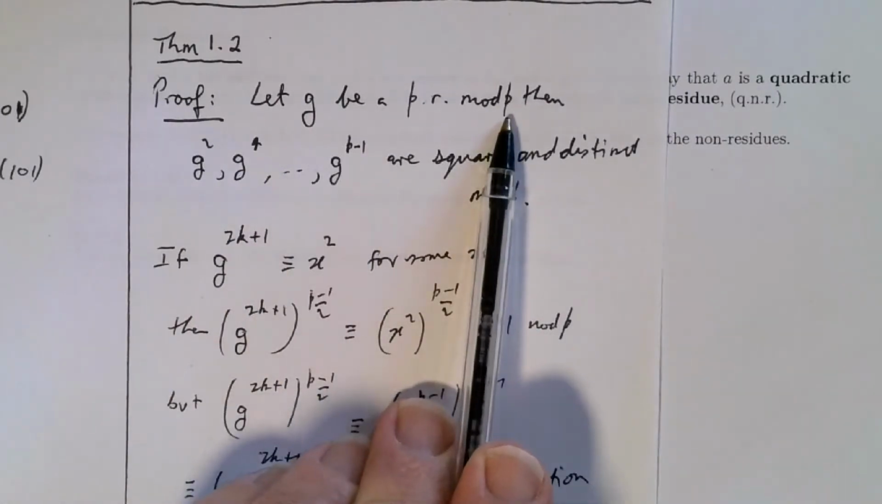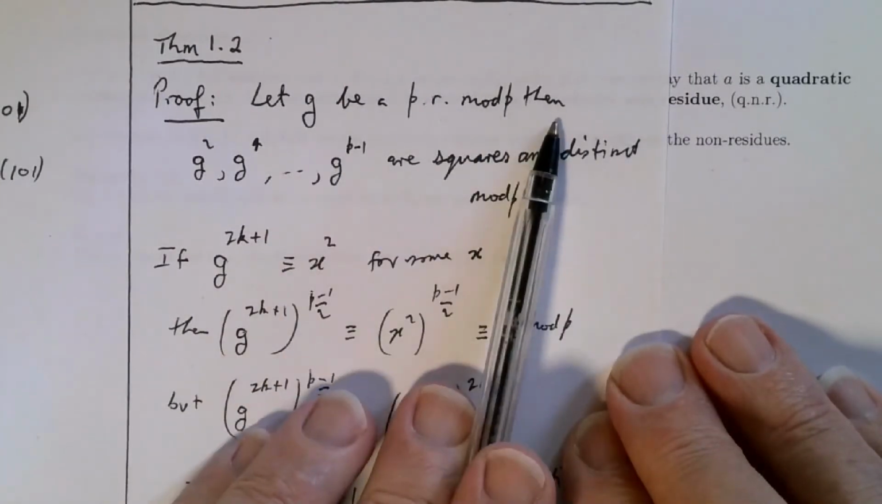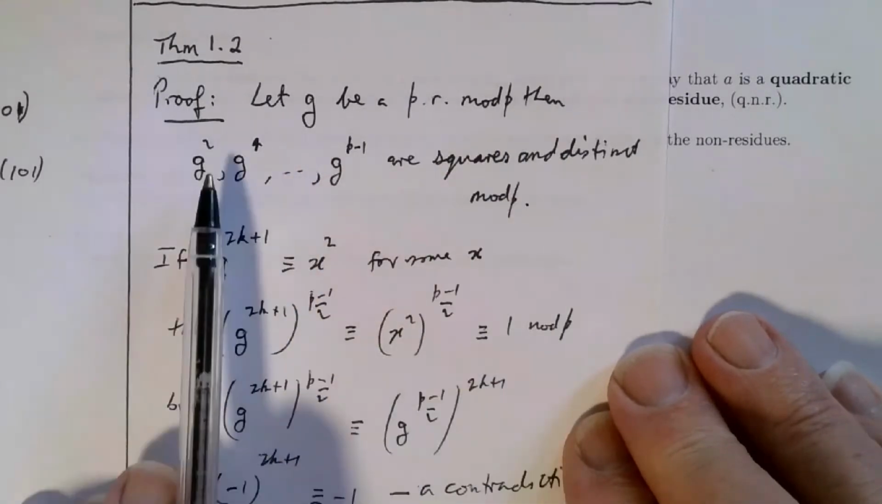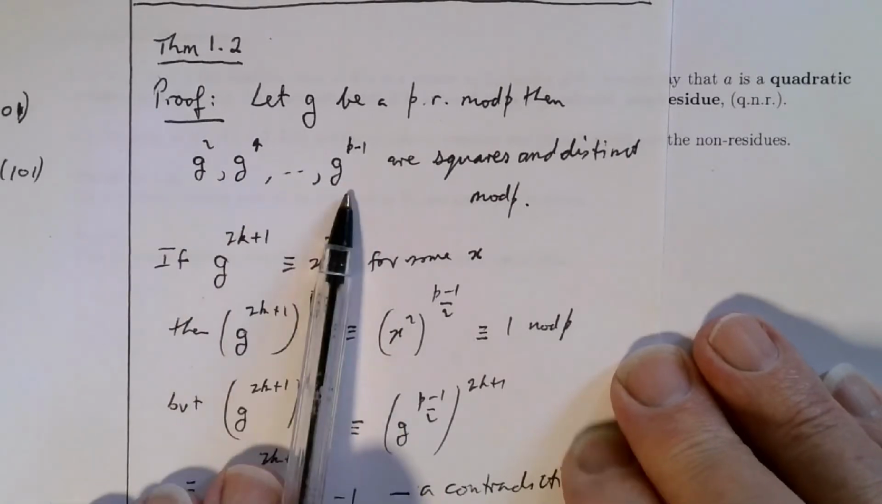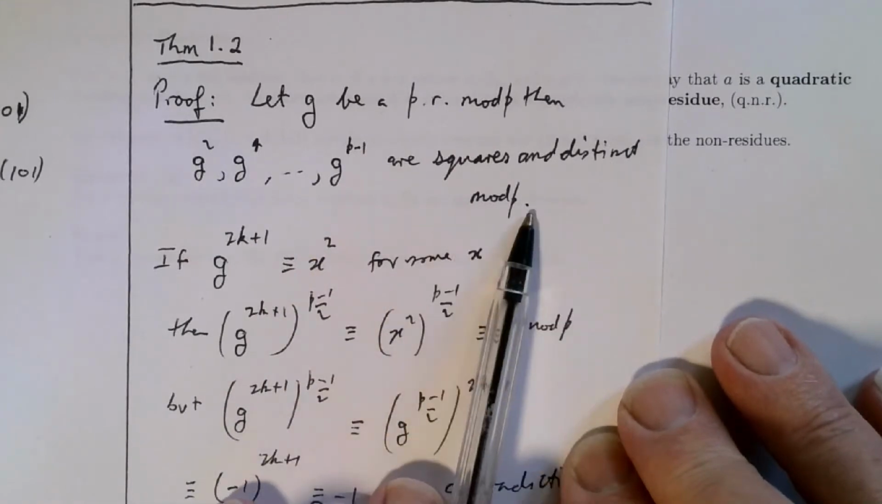We know that if p is prime, then Zp has a primitive root. I call it g. And we can get the squares really easily modulo p by simply taking the even powers of the primitive root. So these are obviously squares, and moreover they're all distinct mod p. And indeed there are (p minus 1) over 2 of them.